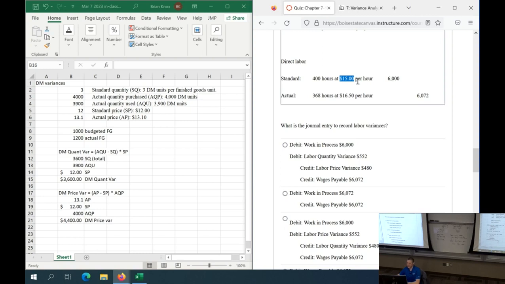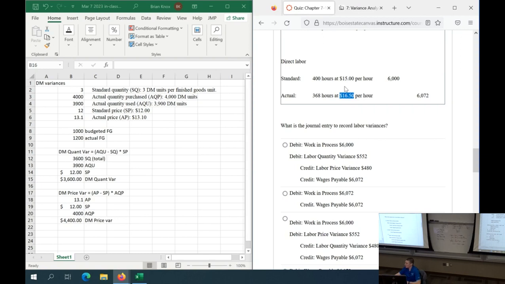We expected at standard to pay $15 per hour, and we paid an extra $16.50. Maybe there was an overtime premium in there or something like that, or just people getting too many raises. All right, let's put a pin in that. We'll come back to that right at the end of the class. Okay, if I forget, tell me to talk about raises for just a second.